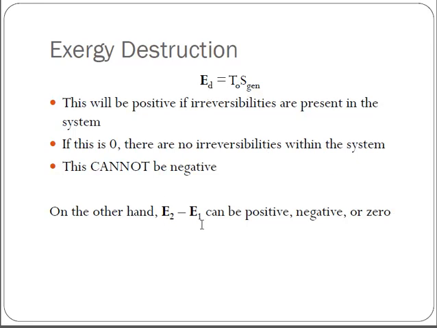But now this exergy change, E2 minus E1, can be positive, negative, or zero. So exergy change across a process may be positive, negative, or zero, but exergy for a state is always positive. Exergy destruction is always positive or zero.